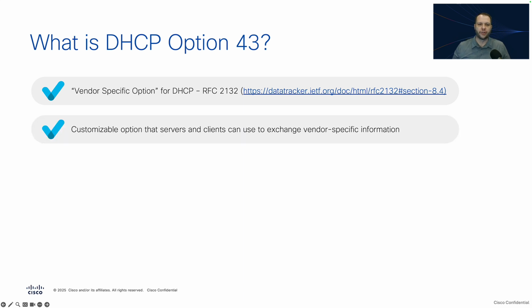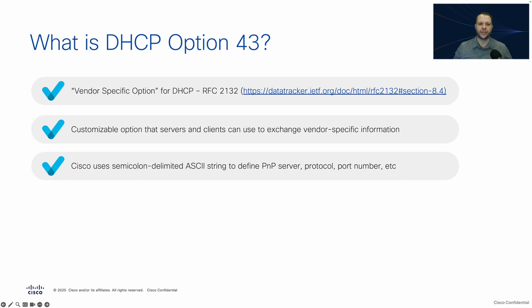It's a customizable option that both servers and clients can use to exchange vendor-specific information with each other during the DHCP exchange. And for Cisco's implementation for this specific use case, we use a semicolon delimited ASCII string that defines the plug-and-play server, the protocol to be used, the port number to be used, and some other information as well.